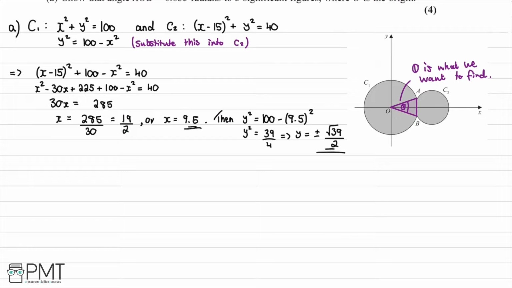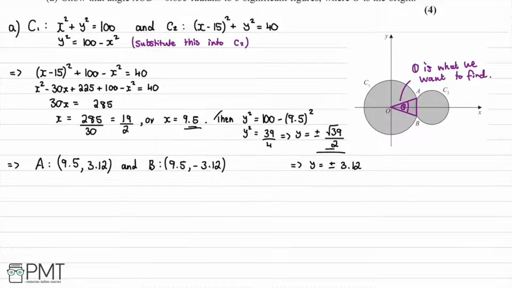So therefore, what we can say is that the point A is going to have coordinates 9.5, and then y is also equal to plus or minus root 39 over 2, which we put into our calculator, and that is equal to 3.12. So point A is the one that's above the x-axis, so it's going to be positive, 3.12. Then on the other hand, we have the point B, which is going to be 9.5, and it's going to be the negative y value, which is negative 3.12. So therefore, we've calculated these coordinates.